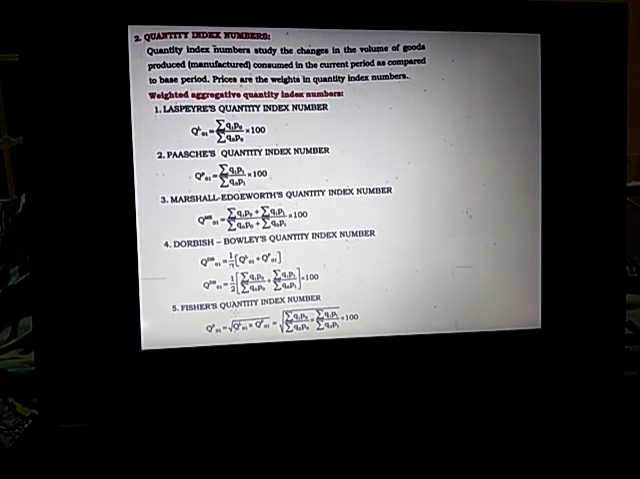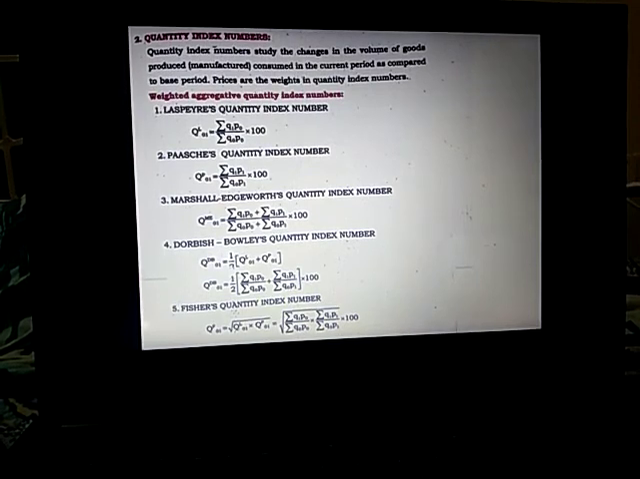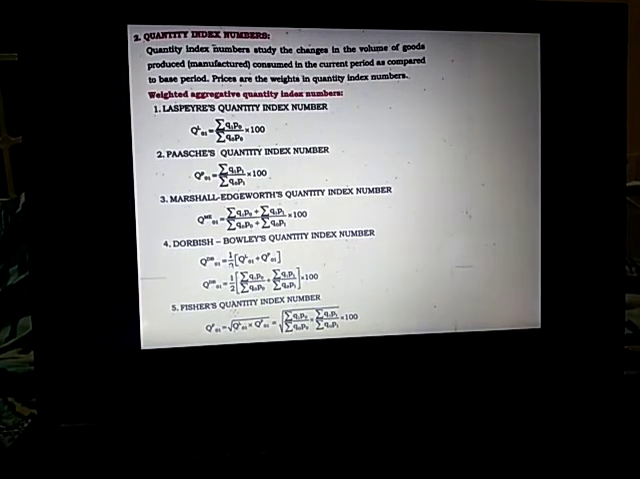There are types of index numbers, right? Price index number, quantity index number and value index number. So till now we were discussing price index number. The next topic is quantity index number. Quantity index number studies the changes in volume of goods produced, manufactured or consumed in the current period as compared to the base period. Prices are the weights in quantity index number.